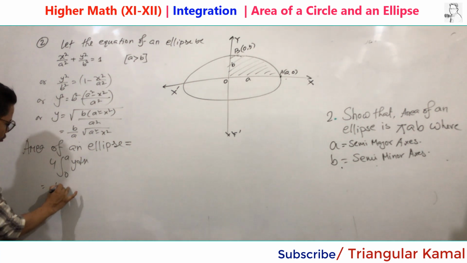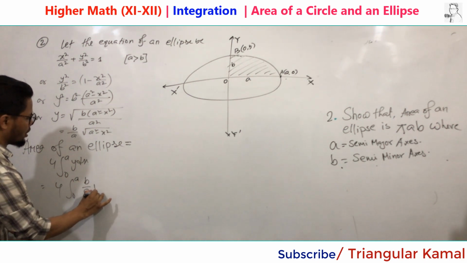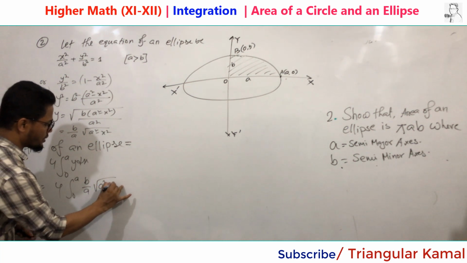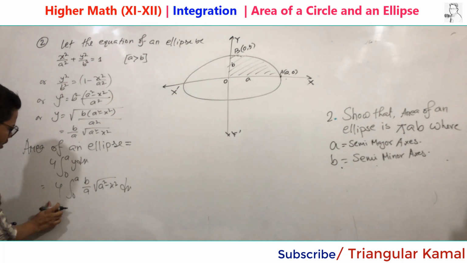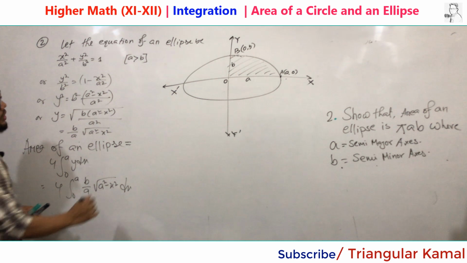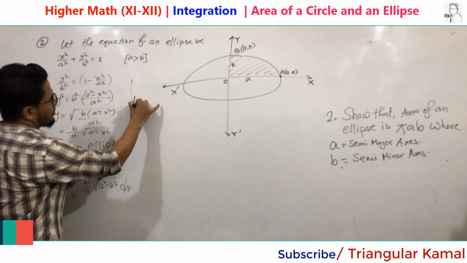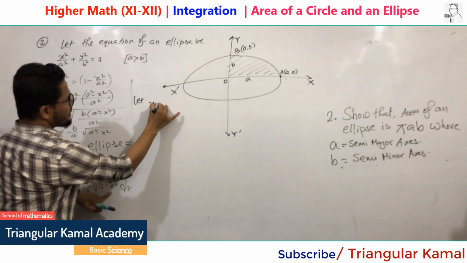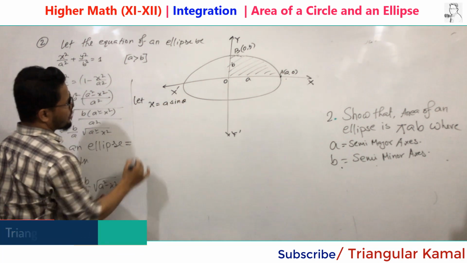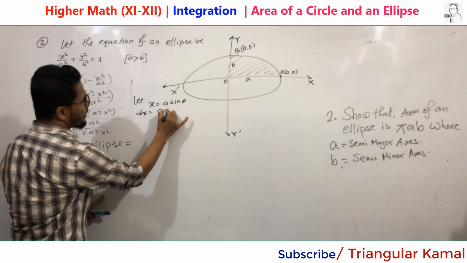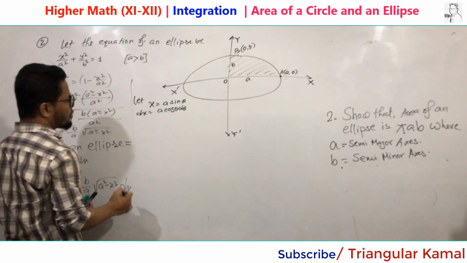Now apply the value of y, equal to b by a root over a square minus x square, dx. Now just apply the substitution, as in the previous one. Let x equal a sine theta, so dx will be a cos theta d theta, just differentiating with respect to theta.